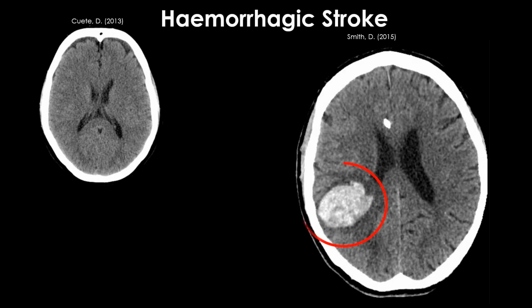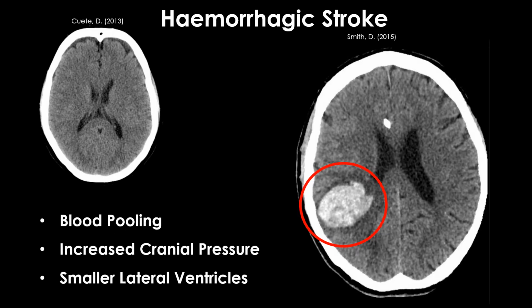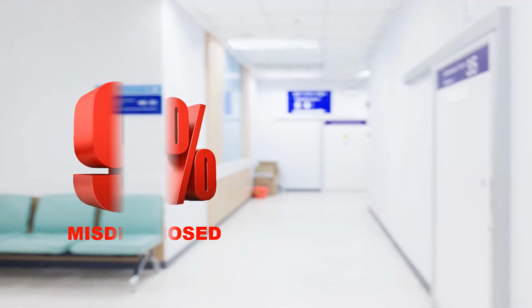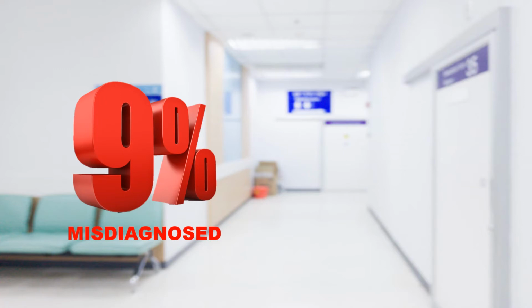This radiolucent mass indicated by the red circle is a hemorrhagic stroke due to blood pooling in the surrounding area and places increased pressure on the surrounding tissues. This increased pressure can be seen to reduce the size of the right lateral ventricle in comparison to the healthy patient. It was found that in 2013, over 9% of stroke patients were initially misdiagnosed in emergency departments.